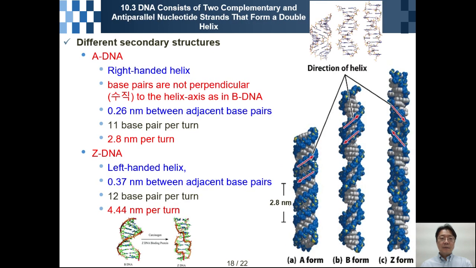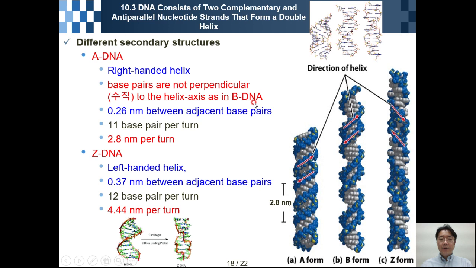How about the other DNA forms? There are different secondary structures as well. One is A-DNA and the other is Z-DNA. So this is A-DNA. A-DNA is also right-handed. But the base pairs are not perpendicular to the helix axis as in B-DNA. In the B-DNA, base pairs are perpendicular to the helix axis. But in the A-DNA, base pairs are not perpendicular to the helix axis.